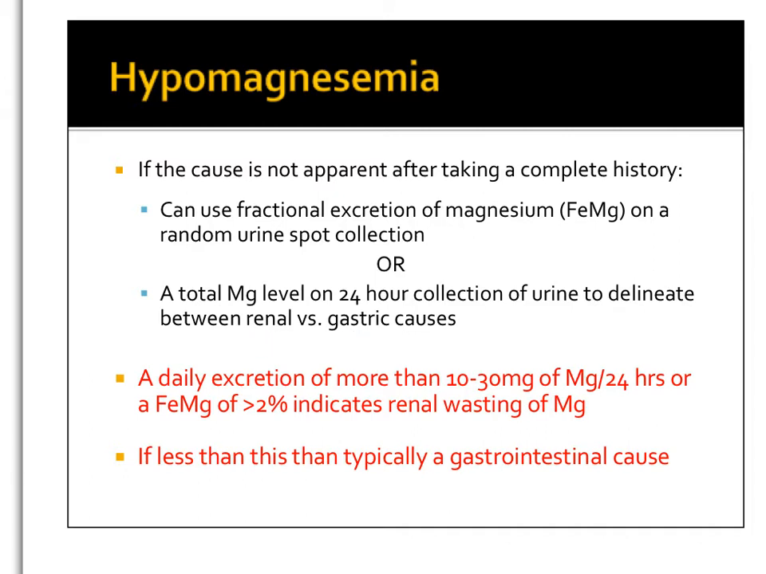All right, so let's say you get a urine test. If you're excreting more than 10 to 30 milligrams of magnesium in a 24-hour period, or if your fractional excretion of mag is greater than 2, then these both indicate that it's renal wasting of mag. If the urine study is normal, or if the fractional excretion of mag is less than 2, then the cause of low mag is probably going to be GI loss.